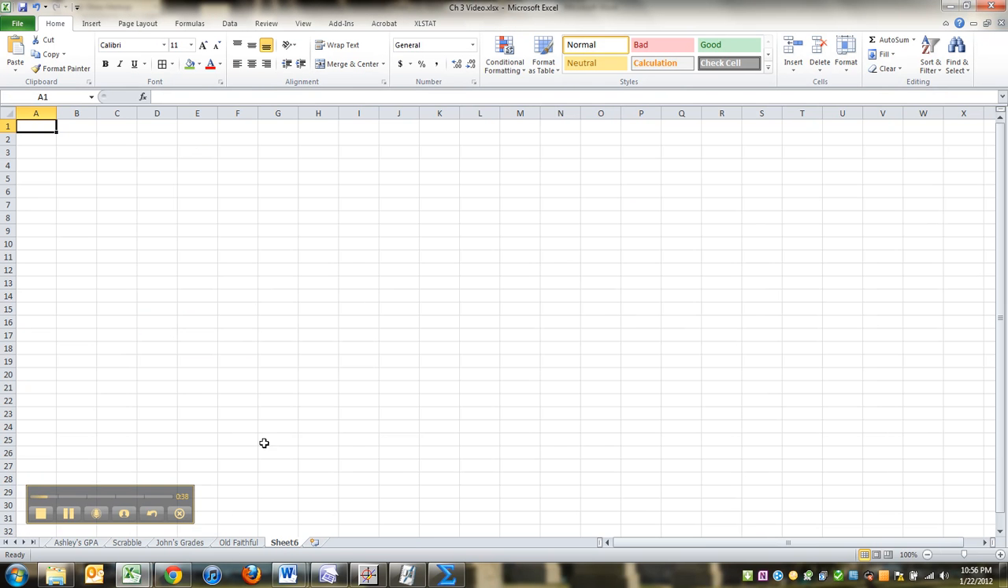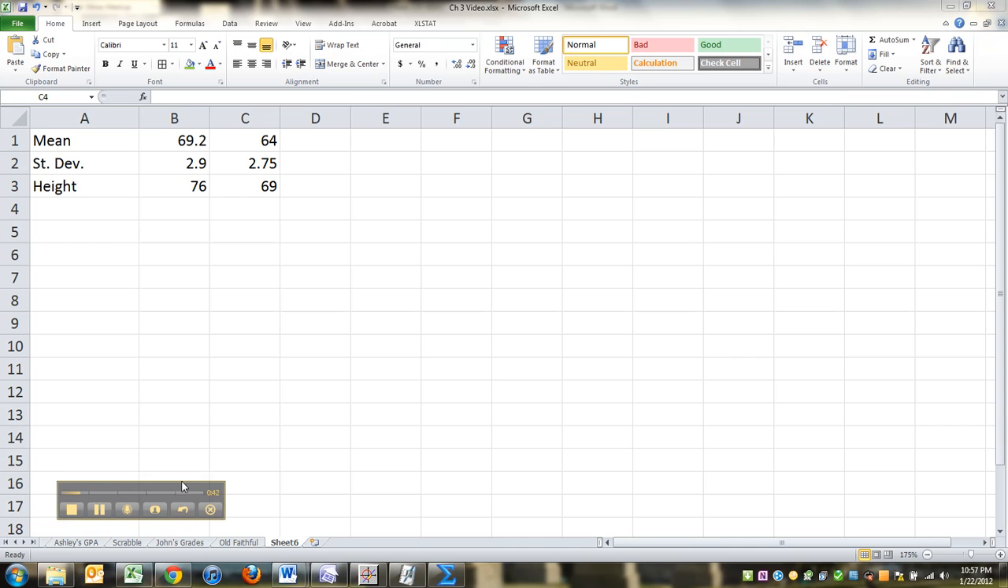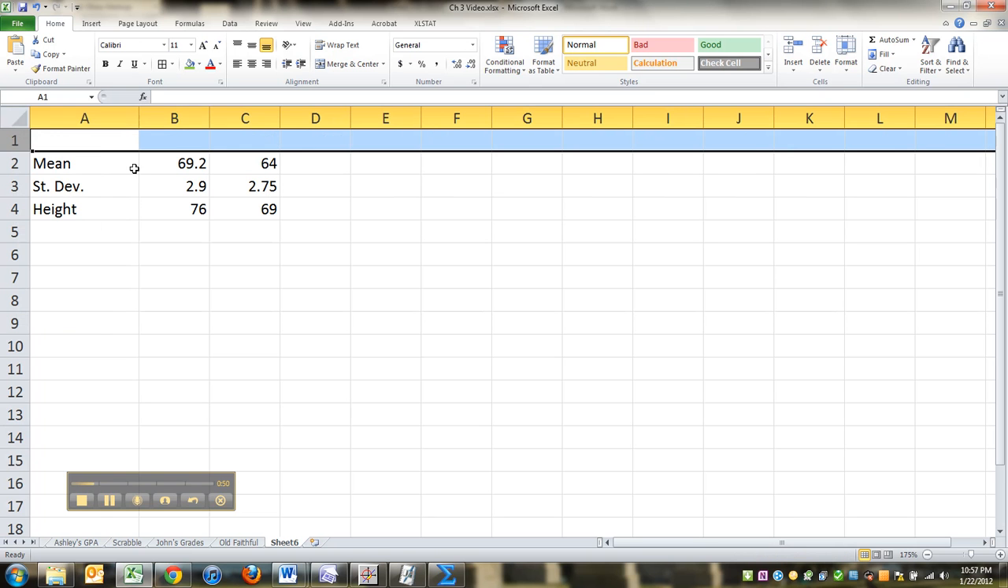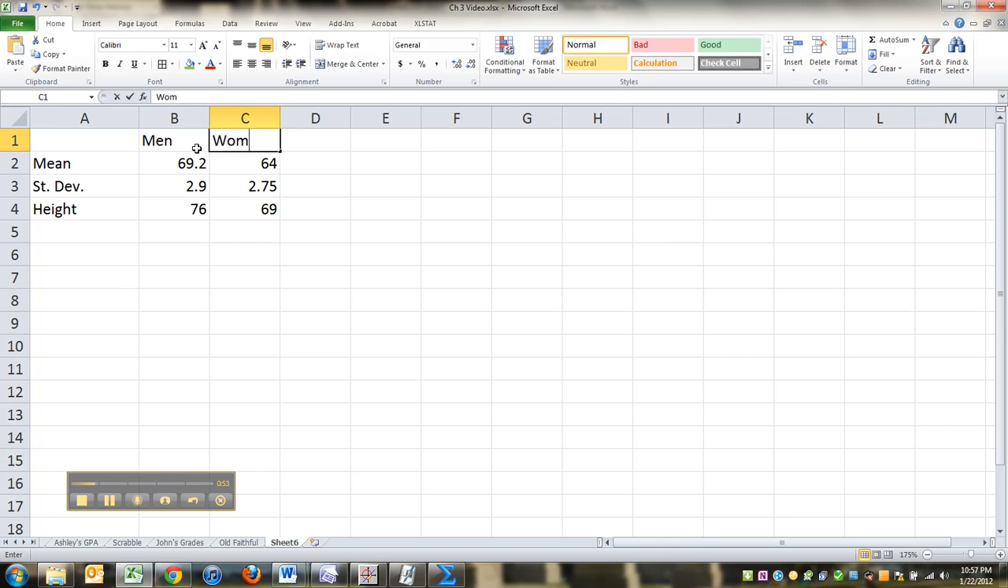Just grab a new page here. There we go. Now I put this in here and I typed in the mean for men right here, standard deviation for men, mean for women, and standard deviation for women. Men, this is women. Okay, and then I have our particular heights. There's Steve's height at 76, my height at 69, and you can see how I did it. 5 times 12 plus 9, right? Because there's 12 inches in every foot.